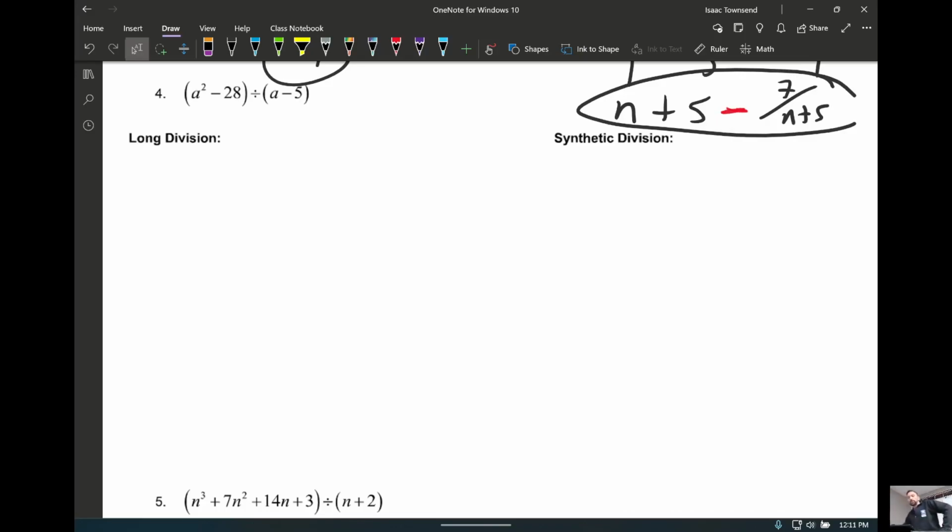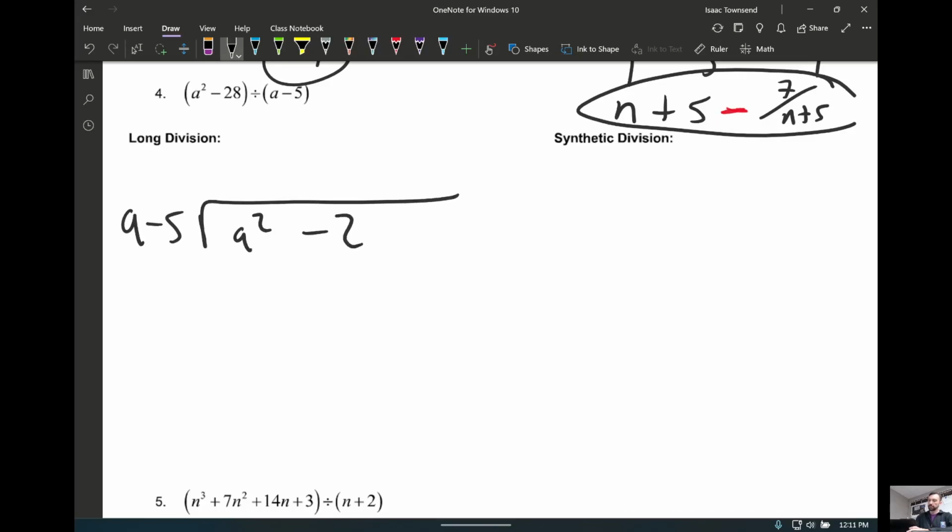Okay, so the challenge with number 4, as you should have found, is in the setup for long division versus synthetic division. If you did this, this is not okay. Technically, it's okay for long division. For long division, this is completely optional. There's 1a squared, no a's. So if it makes you feel better, you can put plus 0 a's as a placeholder.